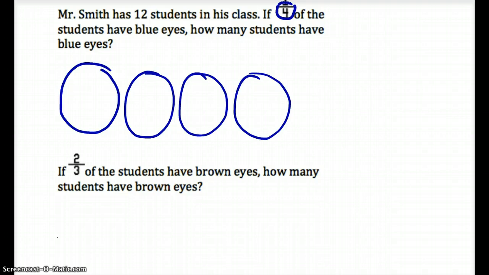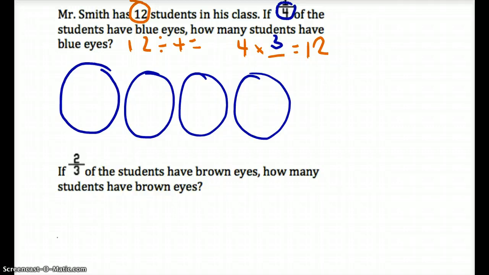Now we have to take the number of students in his class, which was 12, and divide that into 4 equal groups. Well, if I think about my fact family, 12 divided by 4 equals, I'm going to use 4 times blank equals 12 to help me with that. I know that 4 times 3 equals 12, which means 12 divided by 4 must equal 3. So I'm going to put 3 students into each of my groups.